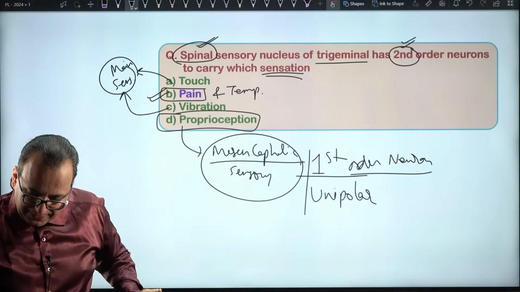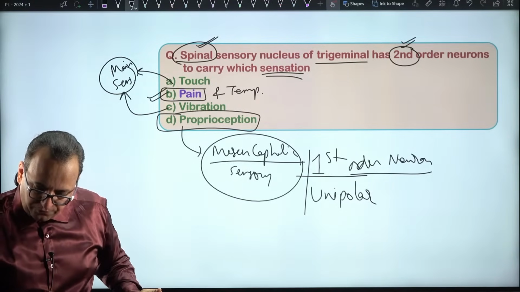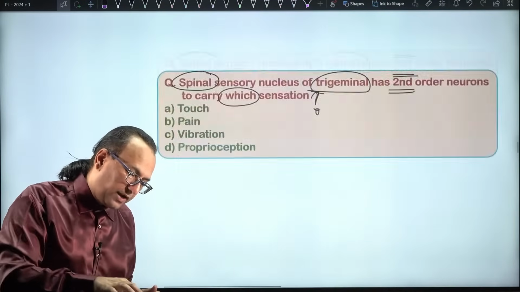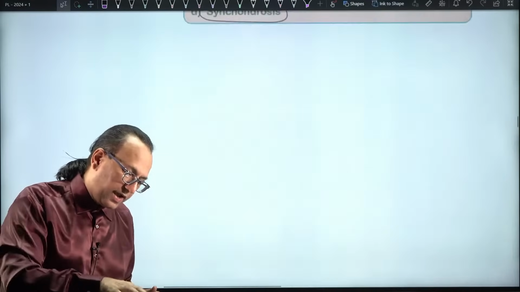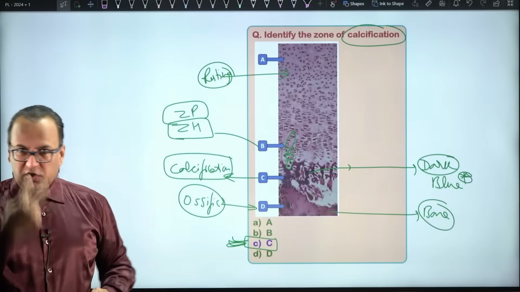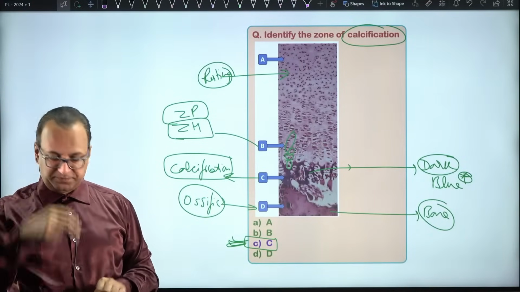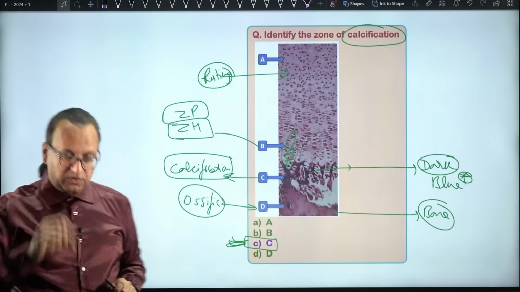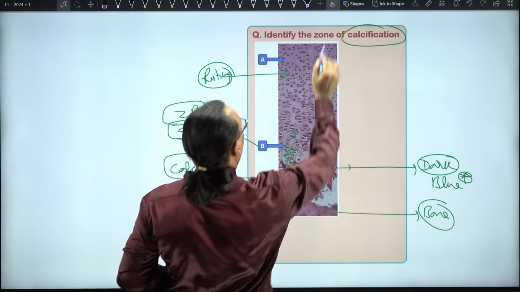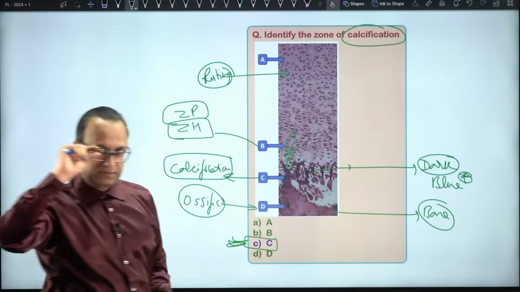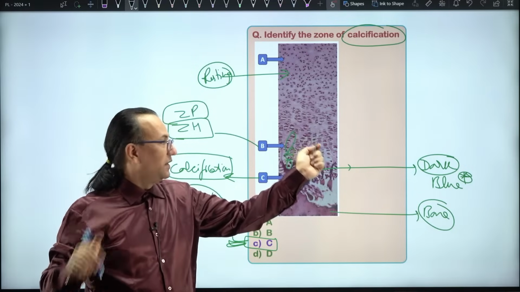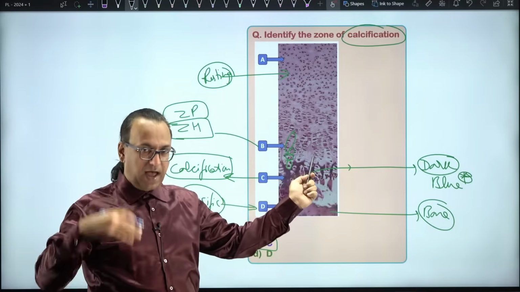Zone of calcification, Manik is asking, zone of calcification isn't D. You have to understand one thing here when you are looking at this diagram. Your eyes must be trained. Train your eyes for identifying the chondrocytes, small chondrocytes, larger chondrocytes, making rows, and then it is becoming hypertrophied.